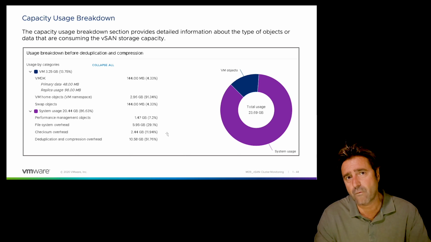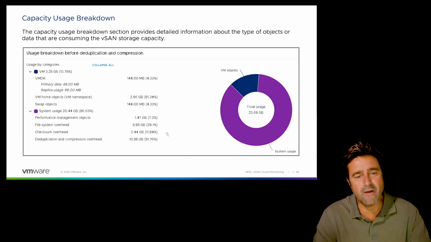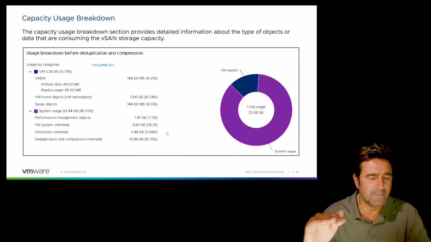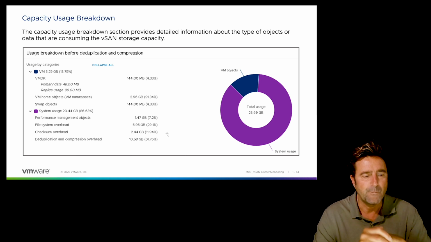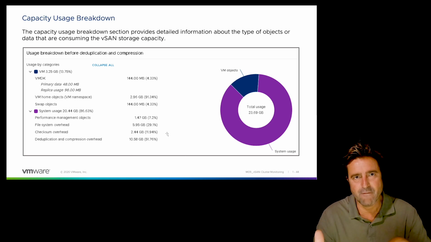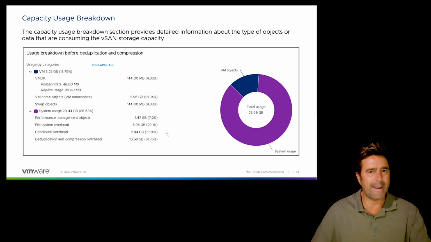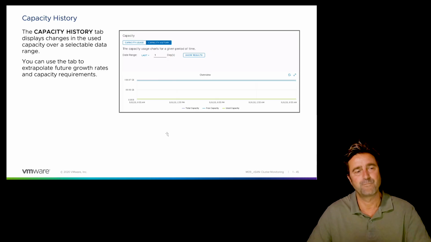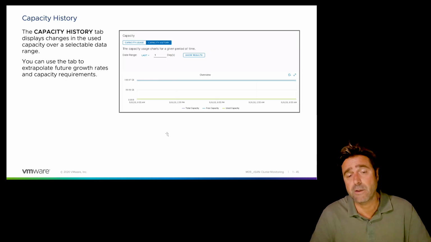Now, there's also overhead when it comes to some of the features that we use. So if we look at this example, you can see the breakdown between VMDKs and swap objects. And just like that, you have again these other entries for overhead, including the one for dedupe and compression. And again, in real life, dedupe and compression will never use 51% of the space. That's only in class.